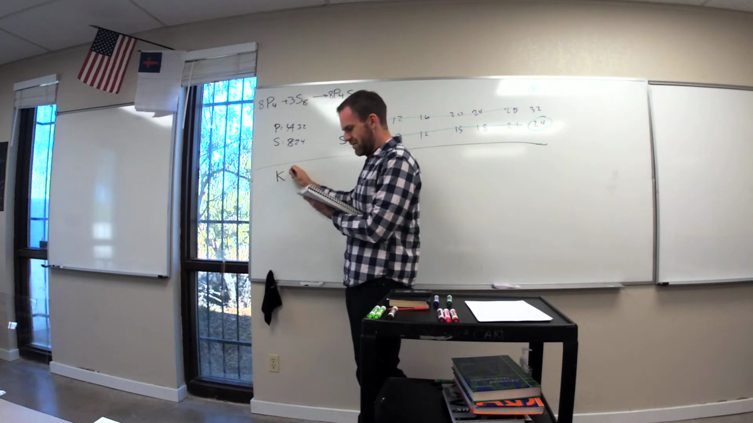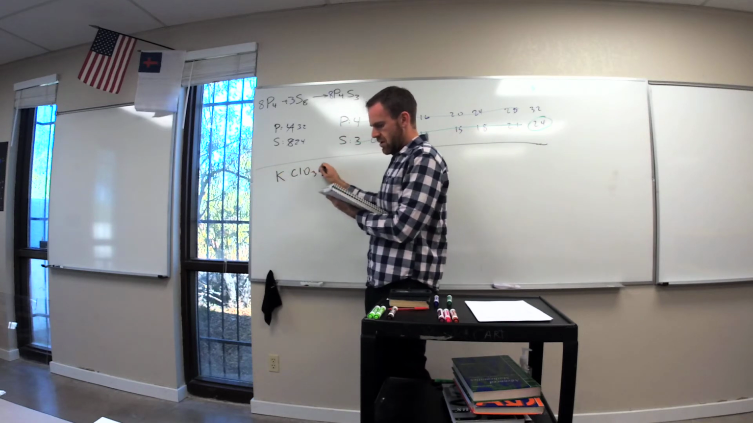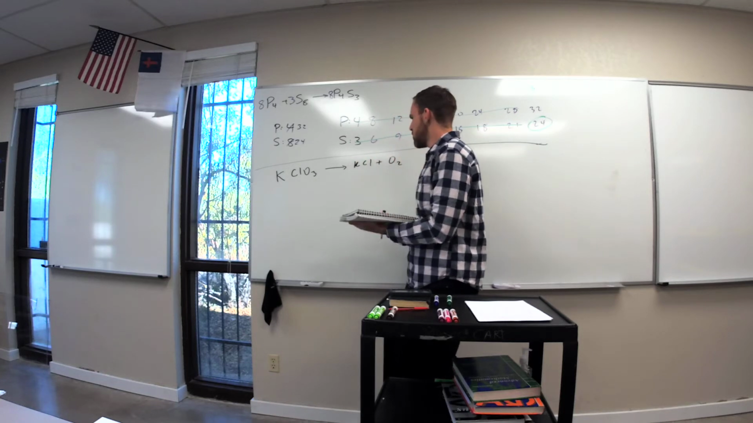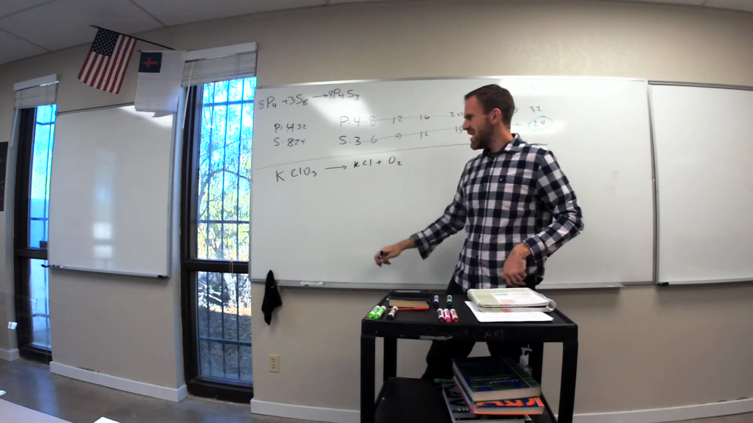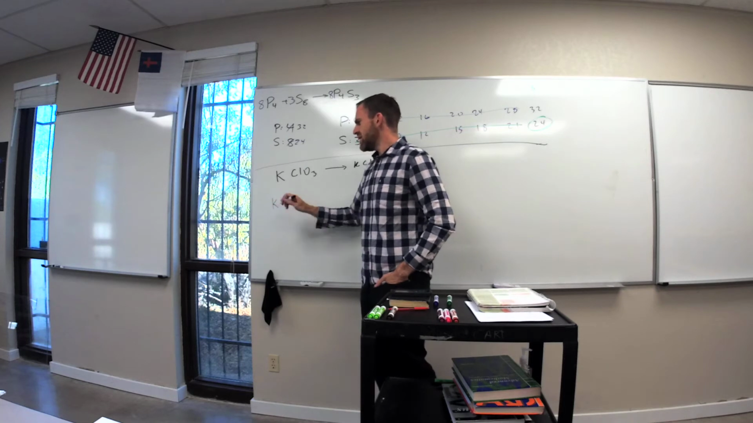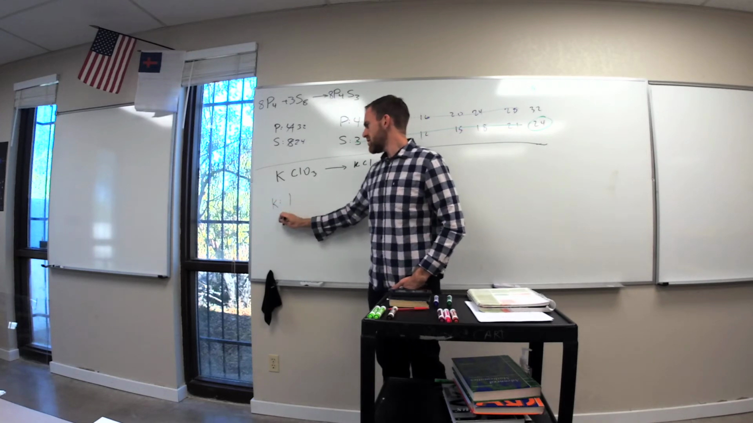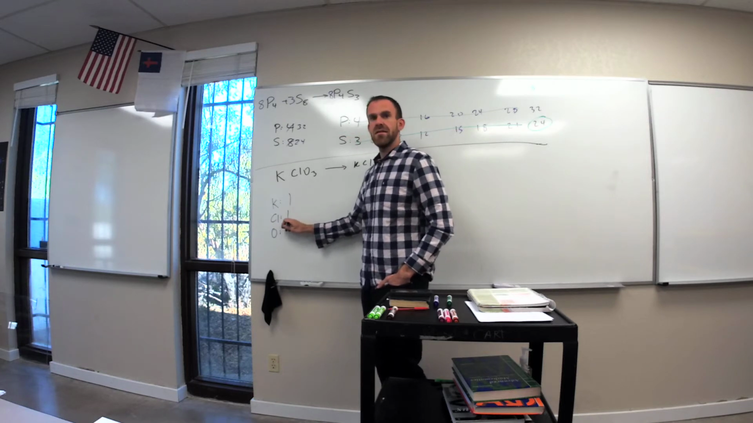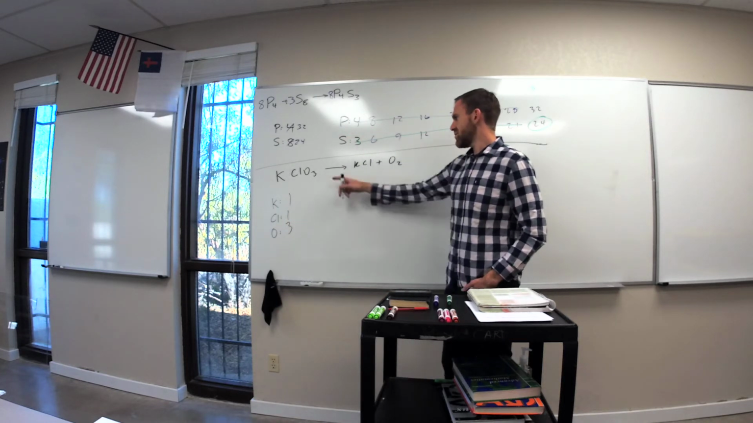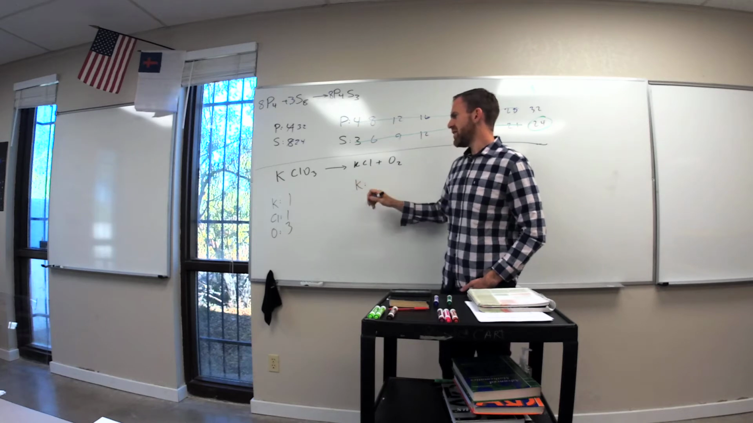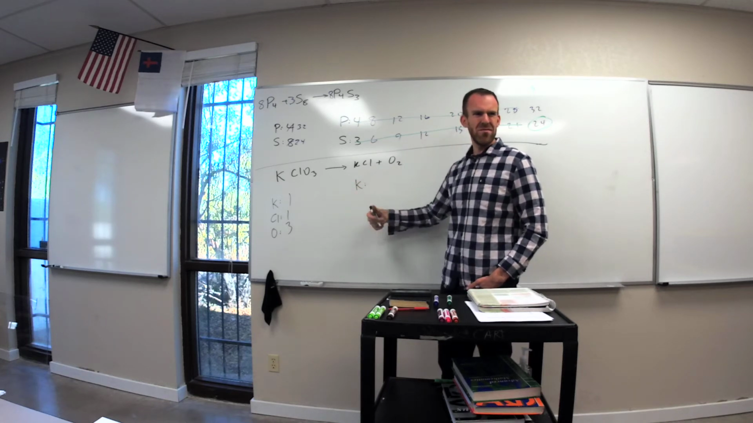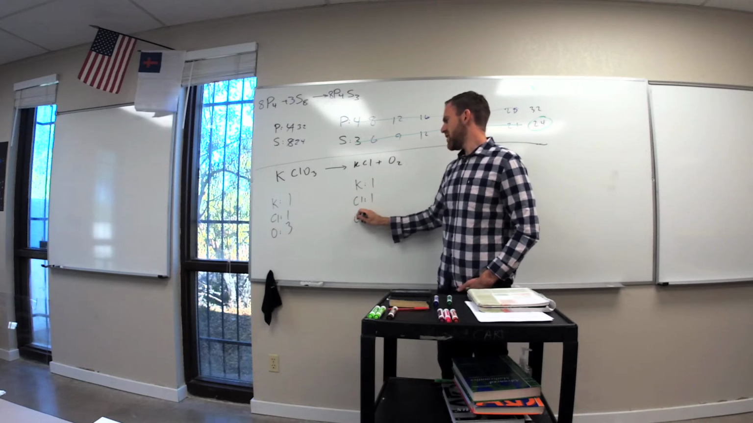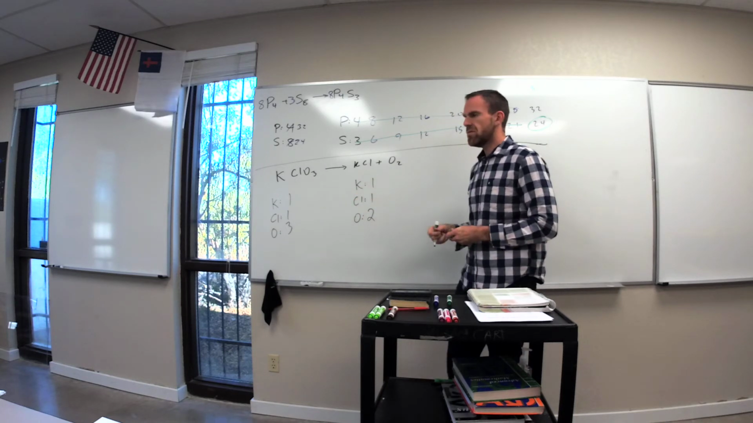There's potassium. We found it. Okay, how many potassium do I have on the left side? 1. How many chlorine do I have on the left side? 1. How many oxygen do I have on the left side? 3. How many potassium do I have over here? Do them in the same order so you don't confuse yourself, right? 1. How many chlorine? 1. How many oxygen? 2.